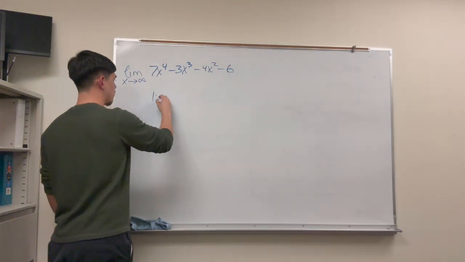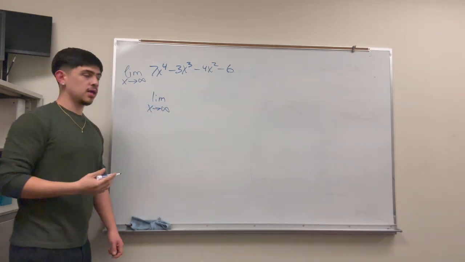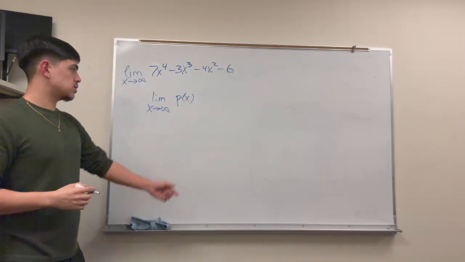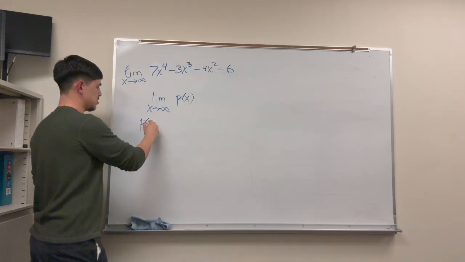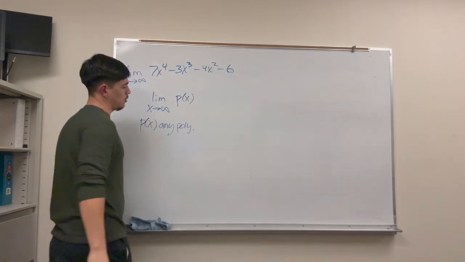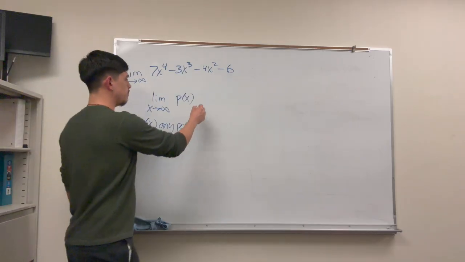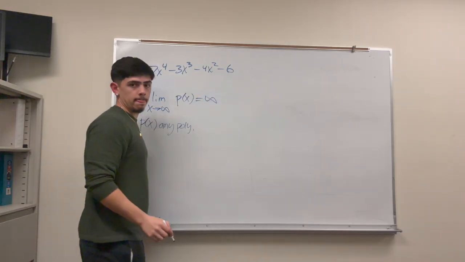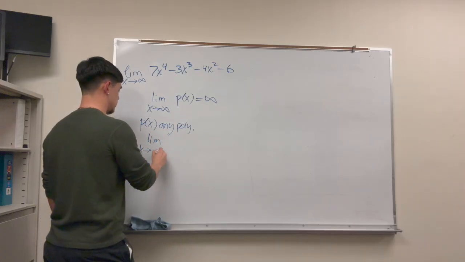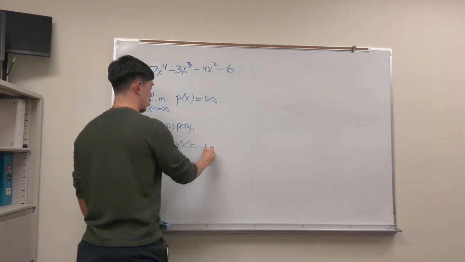A general rule of thumb: when we have a limit as x approaches infinity of a polynomial, I'm going to denote that as p of x. That's just the way I'm going to call any polynomial. When we have a limit as x approaches infinity of any polynomial, it's always going to be infinity. And it goes for the same thing if we had a limit as x approaches negative infinity of some polynomial, it's just going to go to infinity.